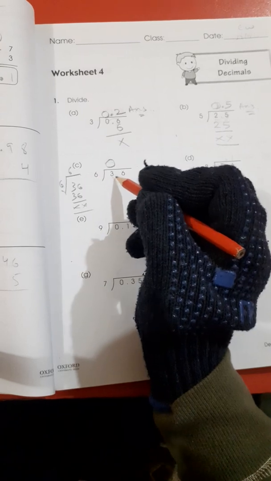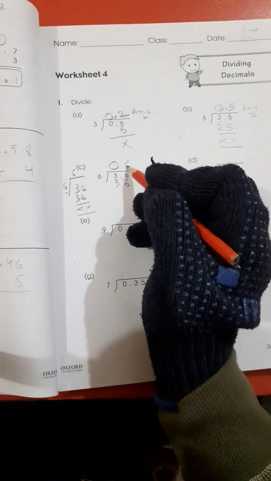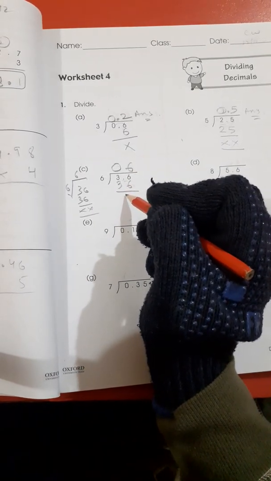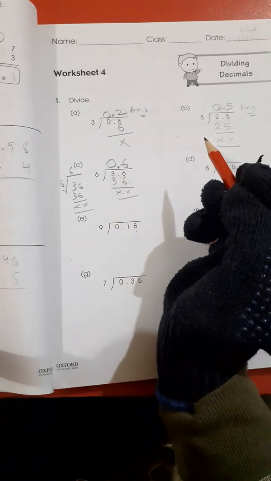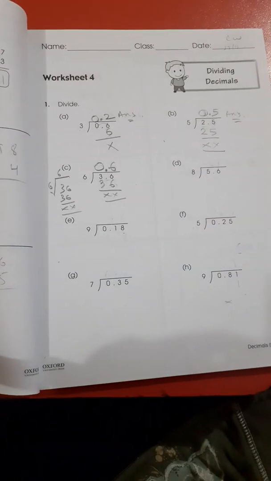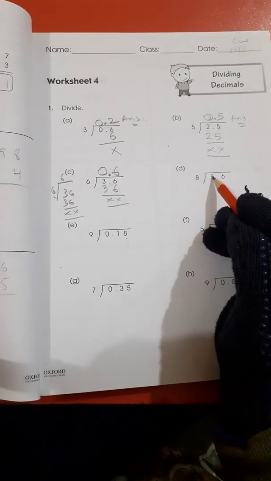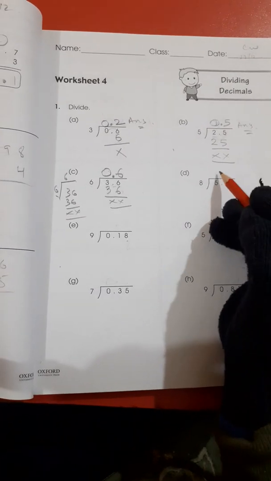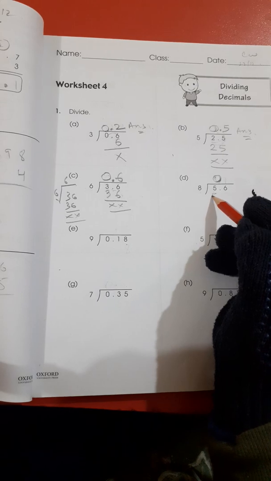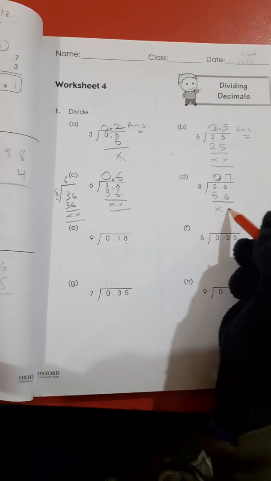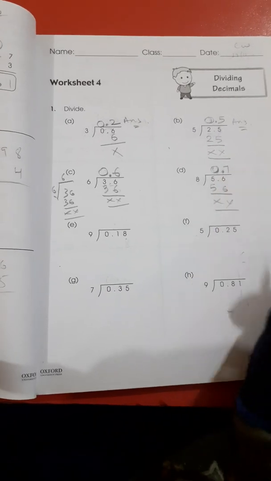Now see 36, 6 6s are 36, so it becomes 0 6. And see, where is the point placed? The point is placed before one digit, so you will write the point here, right? Now see number D, 5.6 divided by 8. Now first 5 is smaller than 8, so you will take the whole 56, so you will write 0 here because you have taken one more digit. Now see 8 7s are 56, and the point is before one digit in the question, so you will write the point before one digit in the answer.